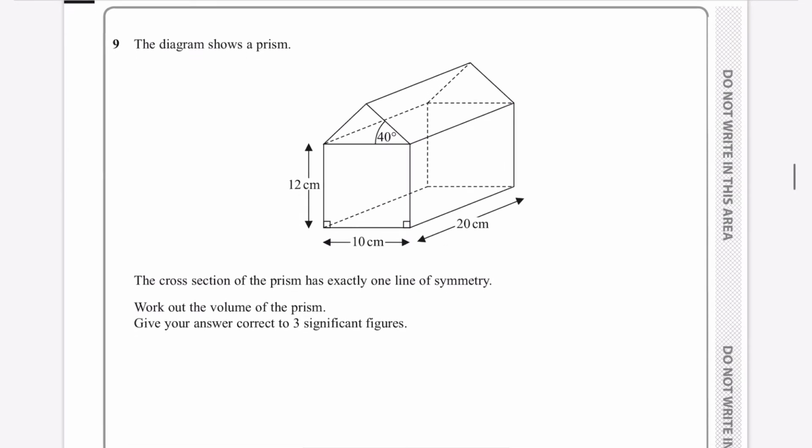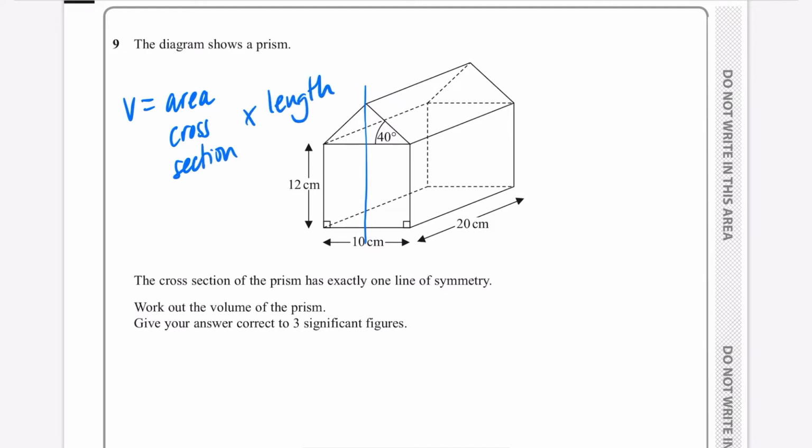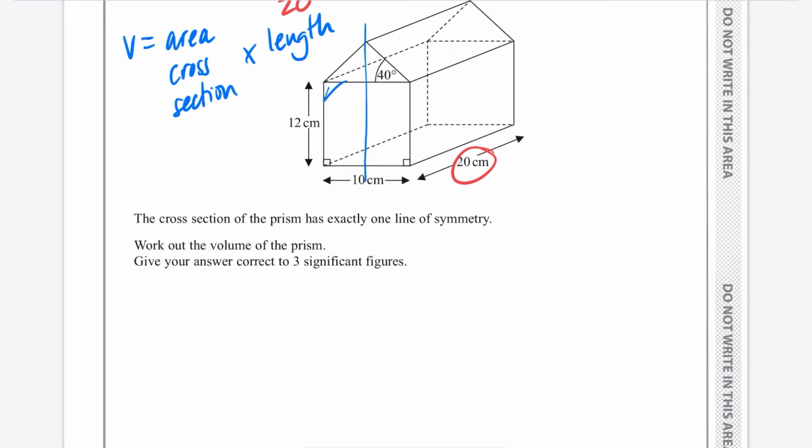Okay, question 9. The diagram shows a prism. The cross-section of the prism has exactly one line of symmetry, which is this part that we've got here. Work out the volume of the prism. Well, we know that the volume of the prism is the area of the cross-section multiplied by the length. Now we can tell that the length is 20, so I just need to figure out what the area of the cross-section is. Well, this bottom section is pretty easy, right? That's just 12 times 10, which is 120.